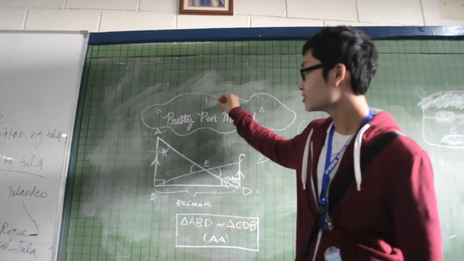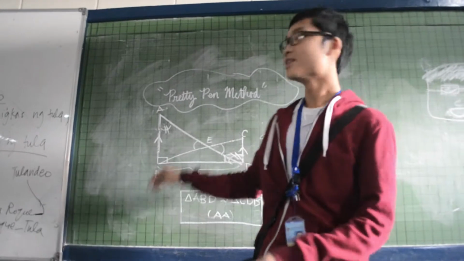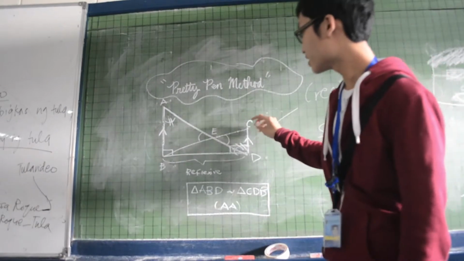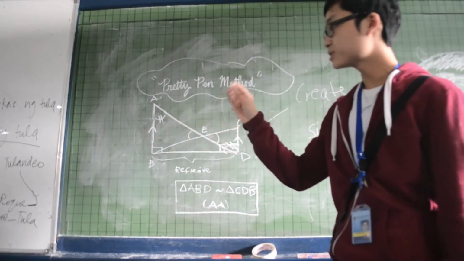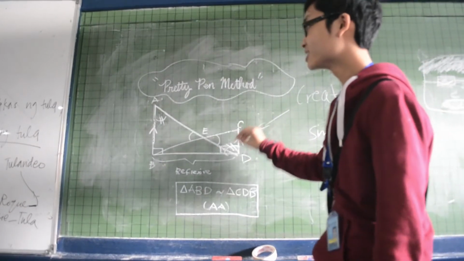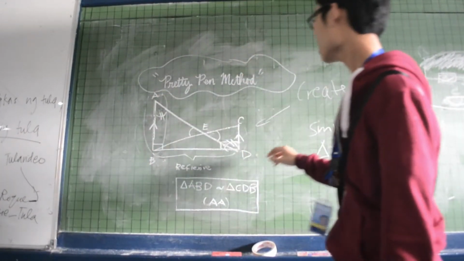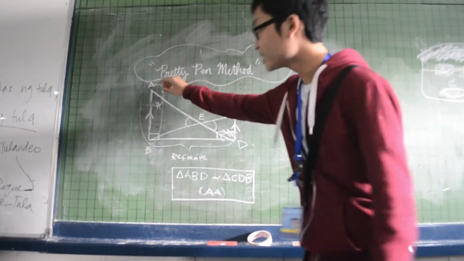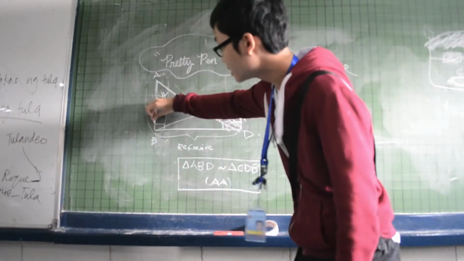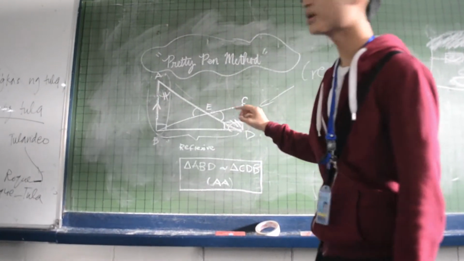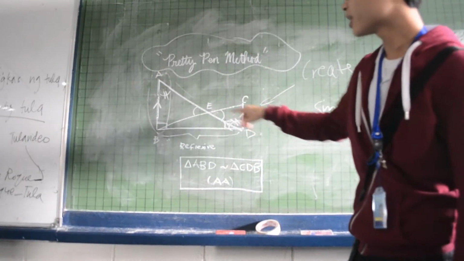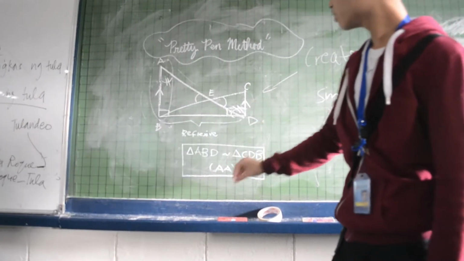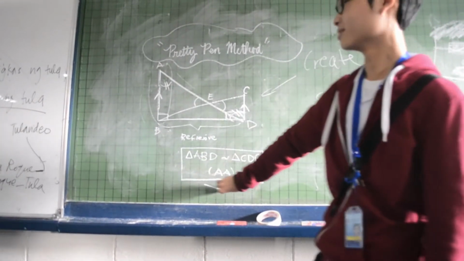Using the pretty pen method, we related this method with finding similar and congruent triangles. As you see here, this is the pen, and we positioned it so that the pen shall be parallel to the flagpole. After you make this parallel, it creates imaginary similar triangles. You can see this is the right angle and this is another right angle. So we can say that triangle ABD is similar to triangle CBD through the AA postulate.